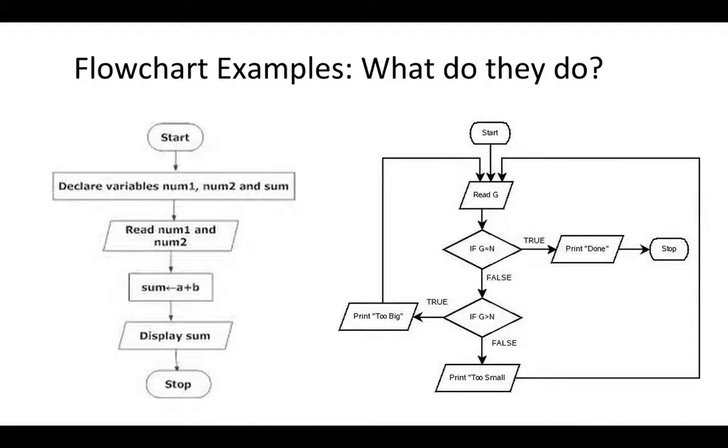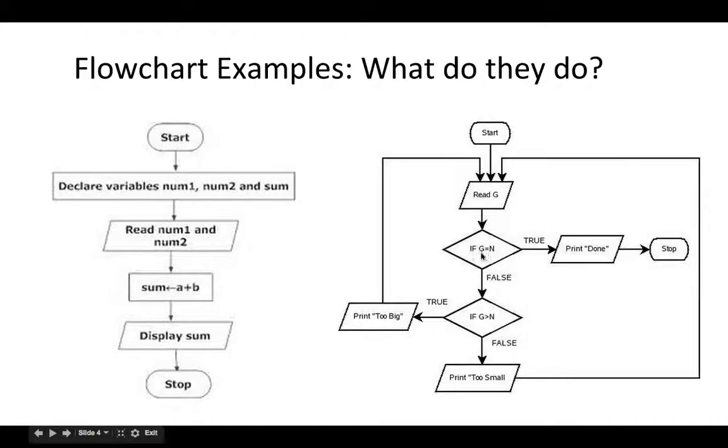Okay, so now let's discuss the flowchart on the right. So we're going to go to the start condition, and then from there, there's an arrow that points down to read G. So we're going to go to read G. And what read G means is that we're going to take the value of G and get it from the user. So that's just the standard input that we've been doing all this time.